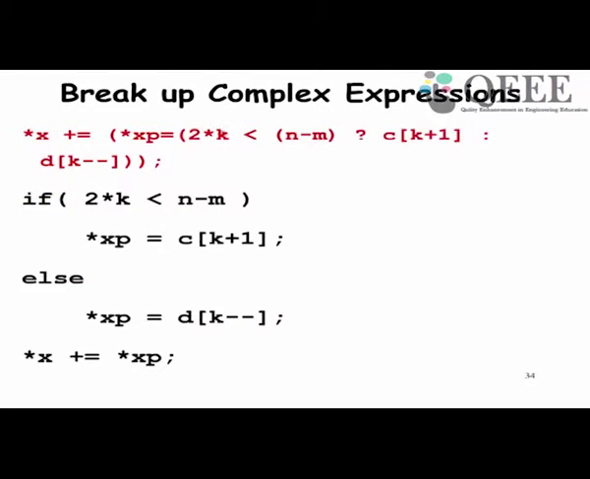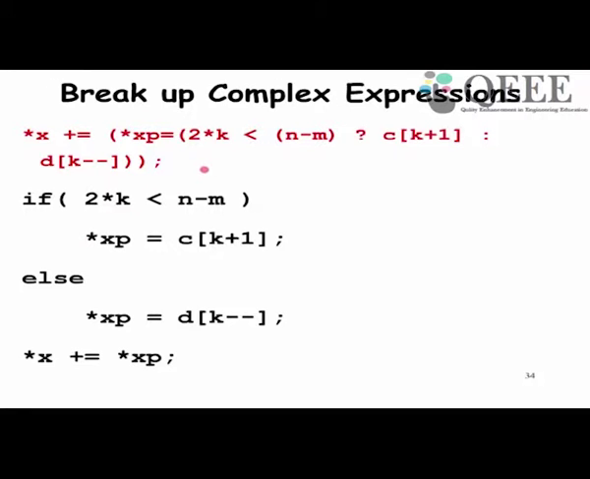If we have a complex expression like this, it makes it hard for somebody to understand the code. Programmers should break it up into simpler expressions. So this is not a good idea. We should have written the equivalent here. This is a ternary operation. Just look here: n minus m is checked, and if it is true, then this value is assigned. Otherwise, this other value is taken.